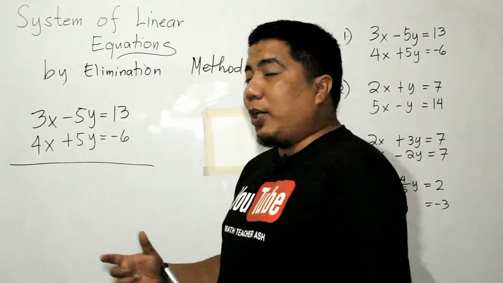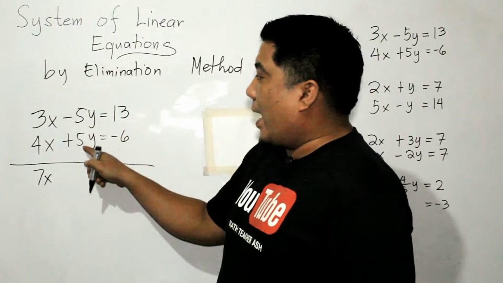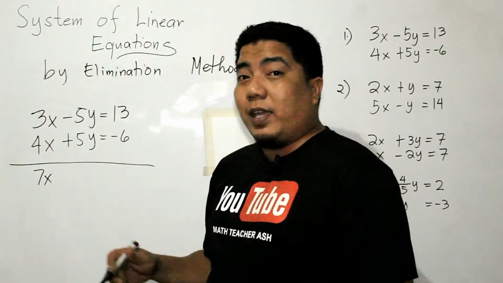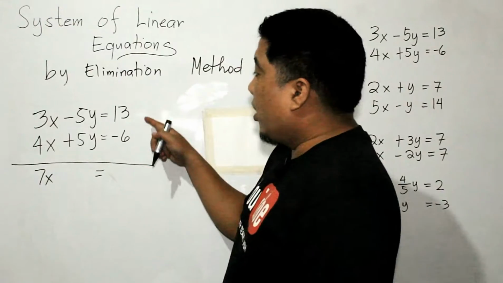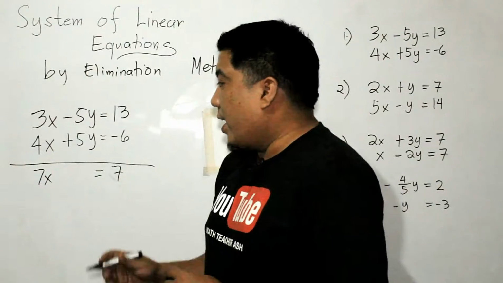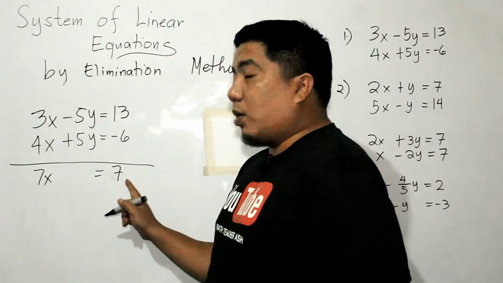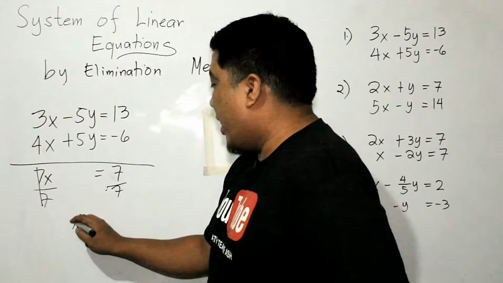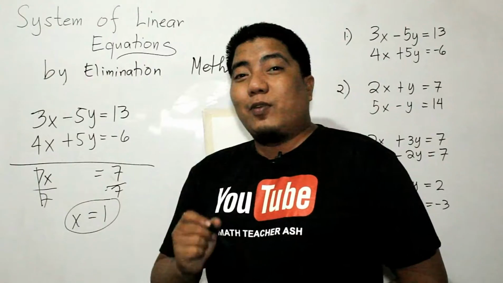We just add our equations. So 3x plus 4x, that will give us 7x. By adding the y variables, negative 5y plus 5y, that will eliminate each other. Now we can continue to our constant terms. 13 plus negative 6, that is positive 7. Now by doing so, we will try to solve for our remaining variable, that is 7x is equal to 7. So we will divide both sides by 7. That will be cancelled. x will now be 7 divided by 7, that is 1. So now, you have a value for your x.